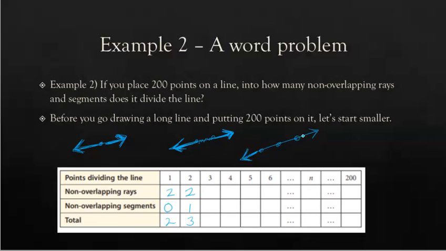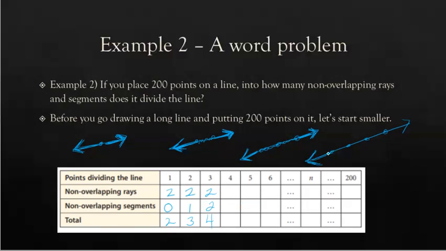I still have 2 rays. And now I have 2 line segments in the middle. So my total is 4. Hopefully you're starting to see a pattern, but let's do one more. What if I put 4 points on the line?